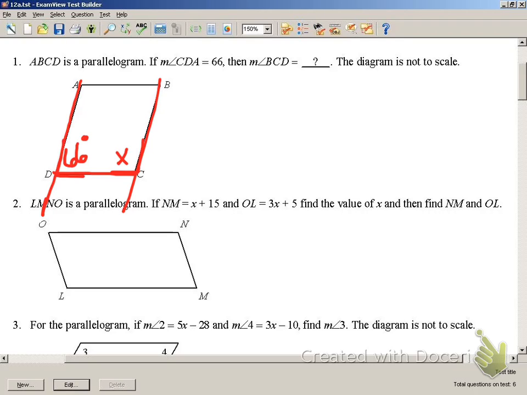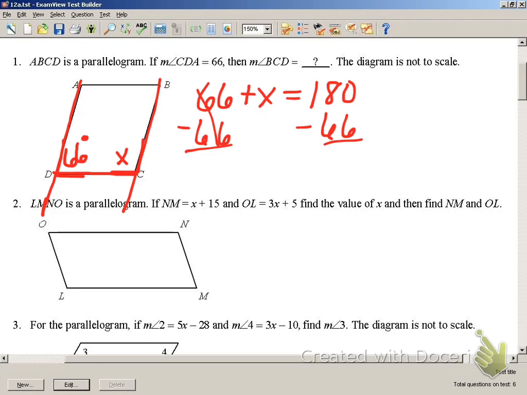So they are supplementary. So 66 plus X would equal 180 degrees. And we simply solve for X by subtracting 66 from both sides. Therefore, X is equal to 114.